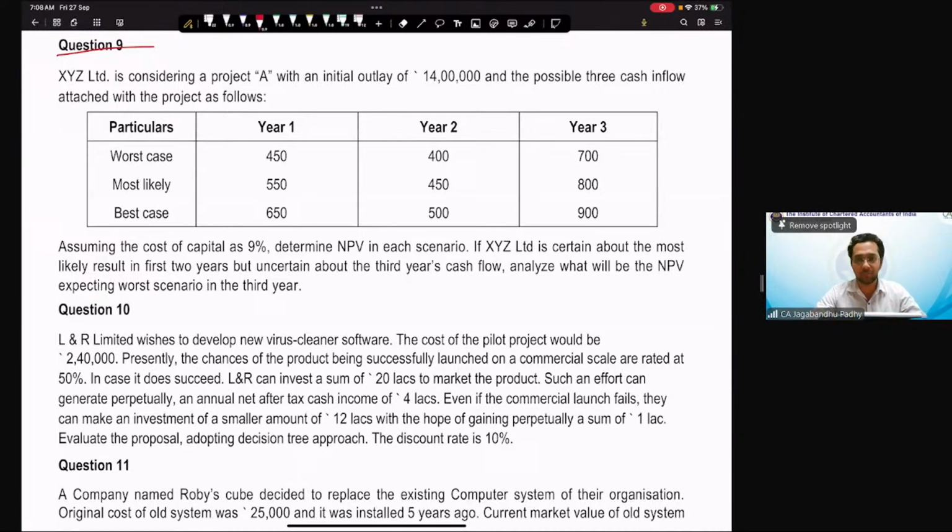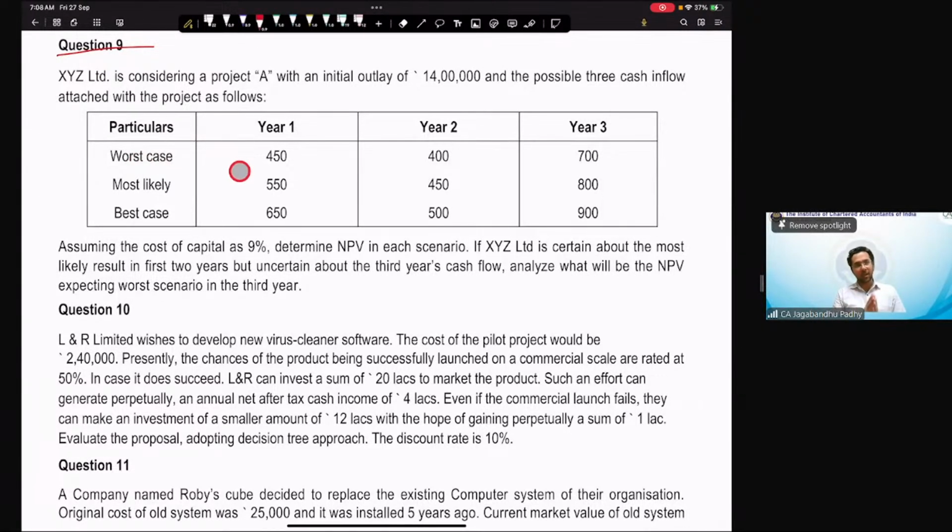It will be either of them. You're not sure whether it will be 450, 550, or 650, right? So that surety is something that we still don't have. Same goes with year 2. Even in year 2, it is 400 or 450 or 500. In year 3 also, if it's the worst situation, then we may face 700. If it's most likely, we may get a cash inflow of 800. And if it's the best case, we may get a cash inflow of 900.